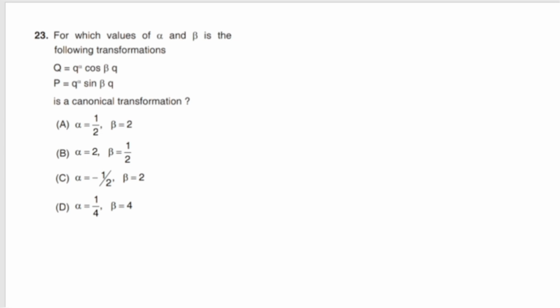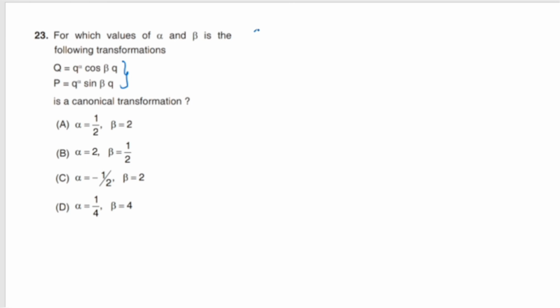So what does the next problem say? This is a very important problem. For which values of alpha and beta is the following transformation a canonical transformation? For that we have an equation. That equation I am going to write. Using that equation we can find the values of alpha and beta.